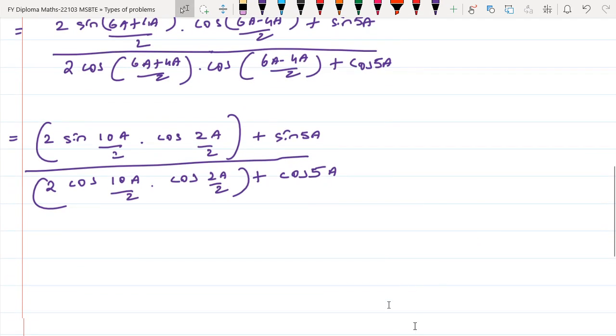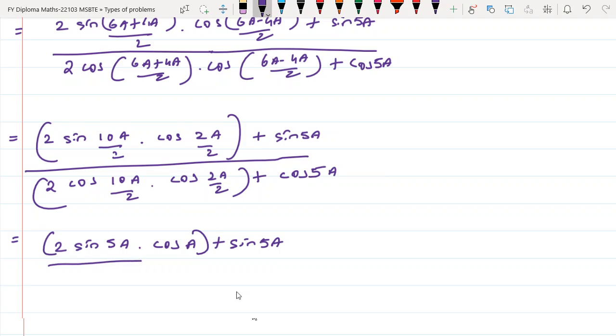So if you take the cancellations, over here, this becomes 2 of sine 5a into cos of a. Pretty much I'm just trying to divide this. 10 by 2 is 5, and this 2 and 2 gets cancelled, and then I'm going to put the brackets, and I'm going to keep this sine 5a as it is, not touch it, and at the bottom also the angle will remain the same, cos of 5a, cos of a, because the 2 gets cancelled, and I'm going to just get the cos 5a, which is still untouched so far.